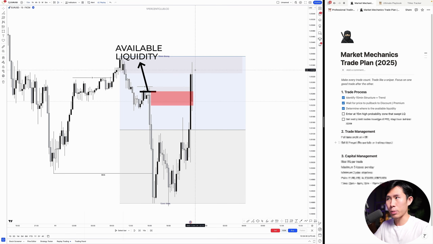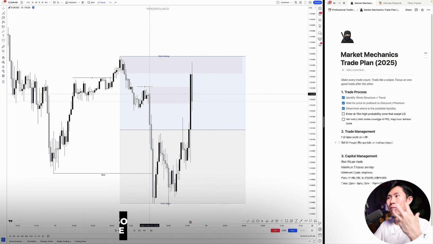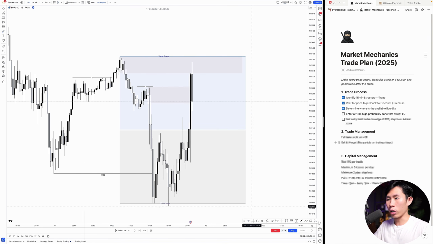And just as expected, price did not hold at this supply zone whatsoever, because once again, this is where all the retail traders who enter for sell right here place their stop loss above these highs right here. So remember, smart money needs some form of liquidity before the real move can actually happen. Okay, so now this zone has been demolished. Price has come up here and swept the available liquidity that we have above this swing high.